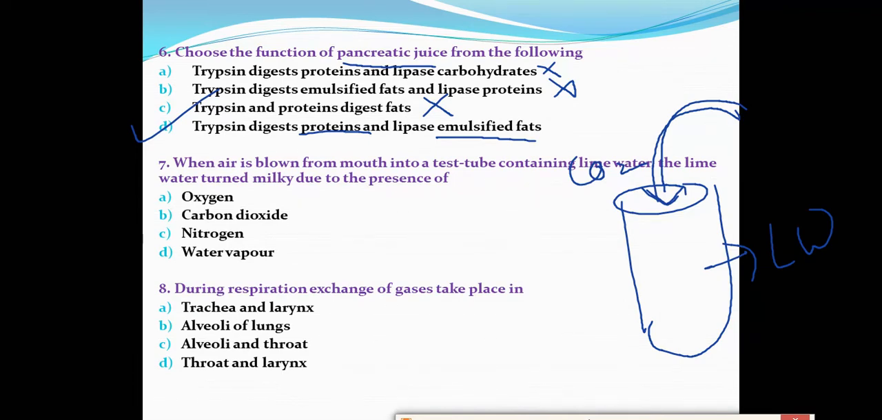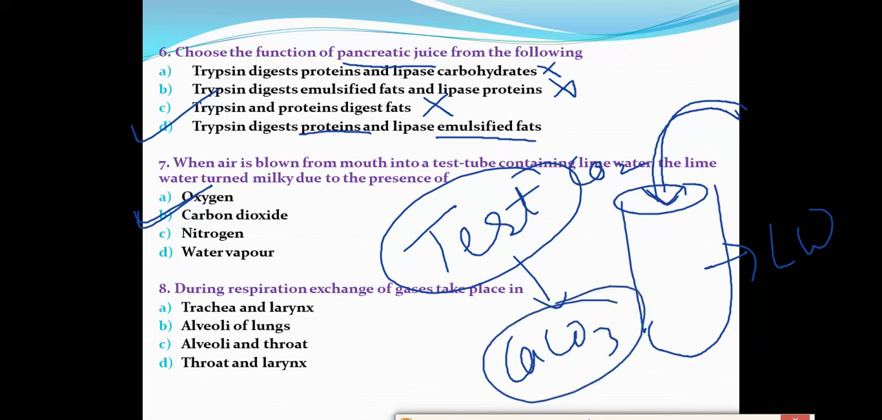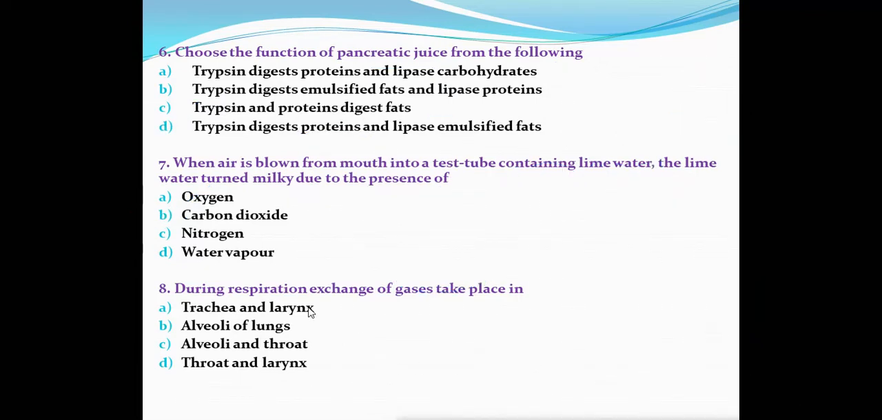milky. So why does the color of lime water change milky? Because of the presence of carbon dioxide. Because we know a test for carbon dioxide is that when we pass carbon dioxide through lime water, its color will change into milky because of the formation of calcium carbonate, which is insoluble in water. So the color of lime water will change because of carbon dioxide. Now come to the next question.